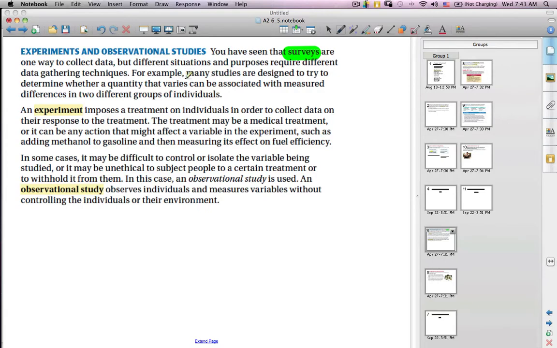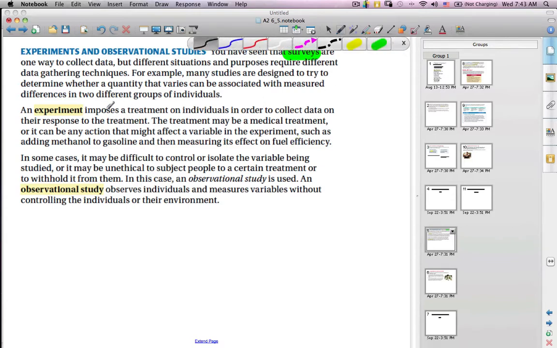So as the book is saying here, for example, many studies are designed to try to determine whether a quantity that varies can be associated with measured differences between two different groups of individuals. So in a medical study, if I give one group a medicine that we think will have a certain effect, and another group gets a placebo, which is they think they're taking a medicine but they're not taking anything at all, then does their condition improve? That would be an experiment.